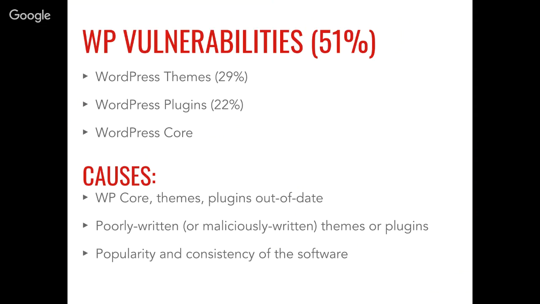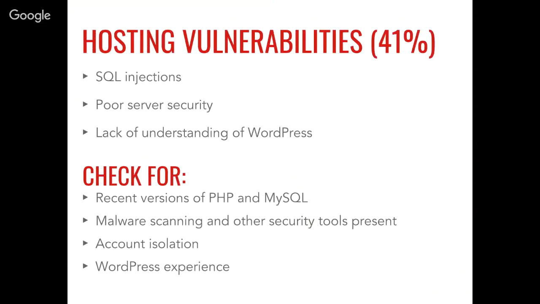So you always want to be considering both the popularity and the ongoing maintenance of the stuff that you're installing. Hosting vulnerabilities, as we said, are about 40% of the time, and that includes things like SQL injections, if your hosting company hasn't done quality server security, or if they aren't really clear on how WordPress works and what the potential vulnerabilities are. Certainly, there are more things that your hosting company can do to secure a WordPress server than what they would maybe do depending on anything else that was hosted on that server.